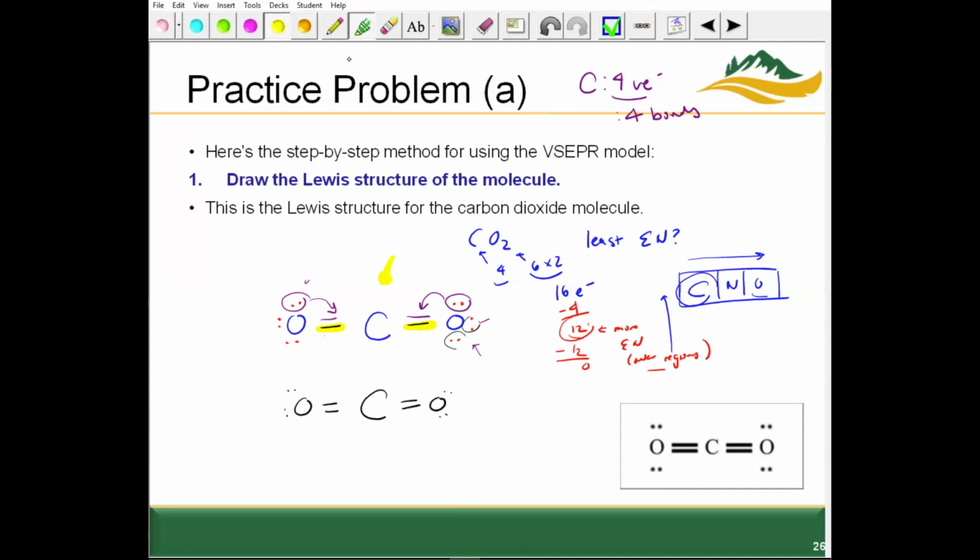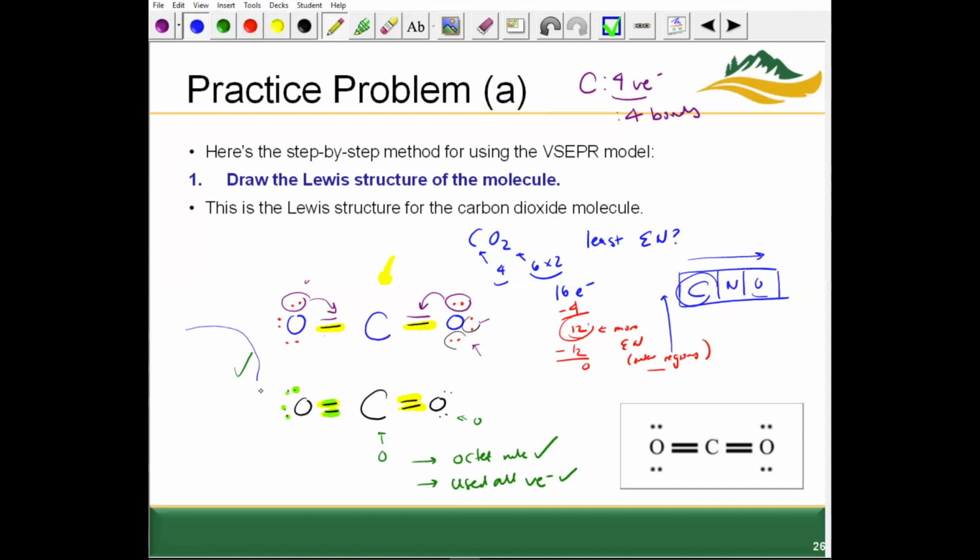Does the central carbon have a happy octet? Well, hopefully, right? 1, 2, 3, 4, 5, 6, 7, 8. To show for one of these oxygens too, we have 1, 2, 3, 4, 5, 6, 7, 8. So we've satisfied the octet rule. We've used all valence electrons. This is a good structure for carbon dioxide. The formal charge here on carbon is 0, and the formal charge here on both oxygens is also 0.